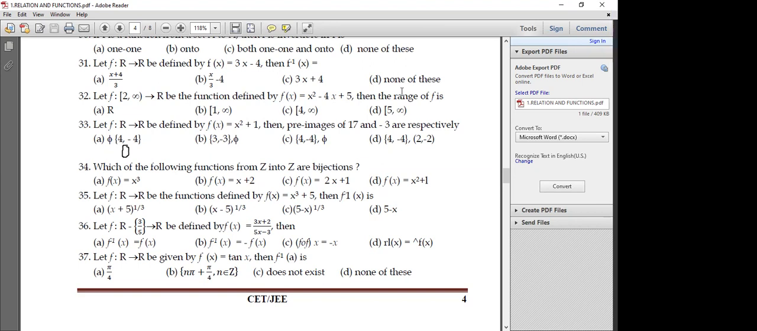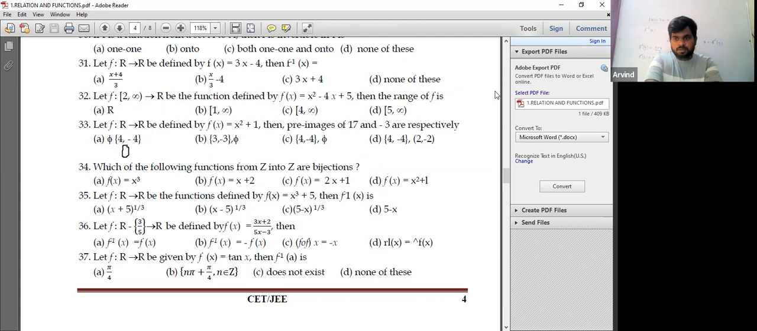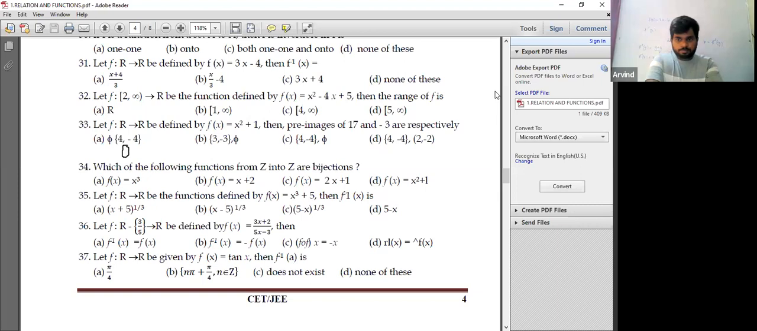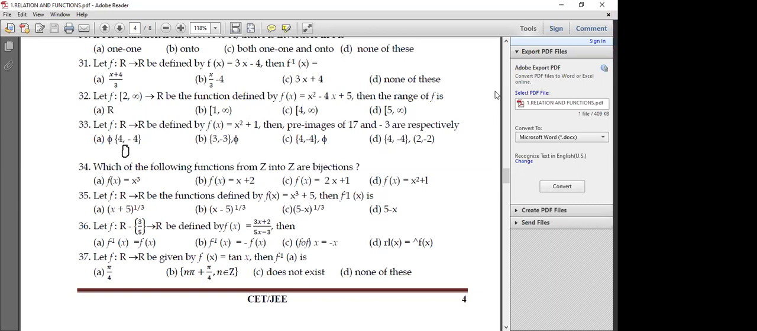Sir, B. Okay, B is bijection. Okay, very good, Janavi. I mean, you have answered. Very good for that. B. Both Janani and Janavi, both B. Sir, B. Okay, Ananya. Okay.